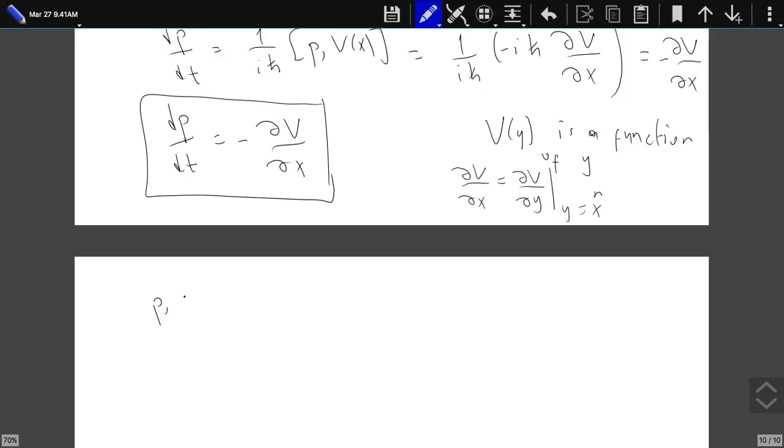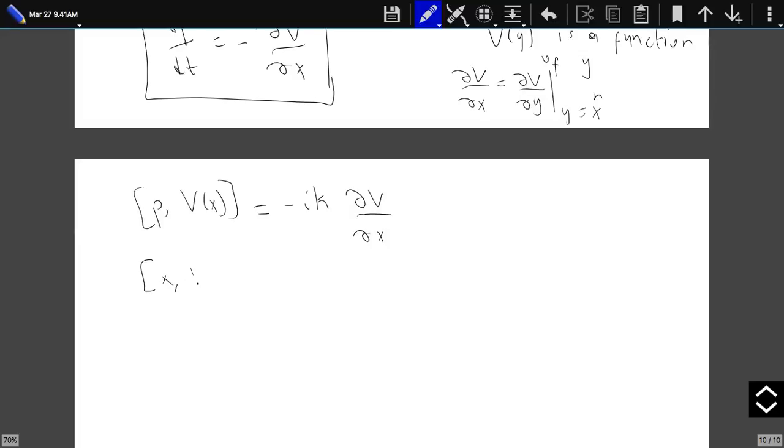Here what I used: the commutator of p and V of x, I said that this was equal to minus i h bar del V by del x, and the commutator of x and some function F of p will be equal to i h bar del F by del p. So you see, we will be using the momentum operator in coordinate space. It is minus i h bar del over del x.